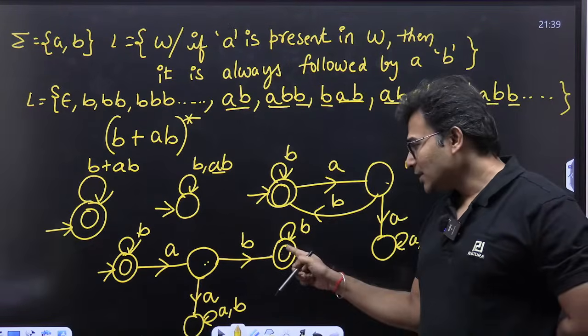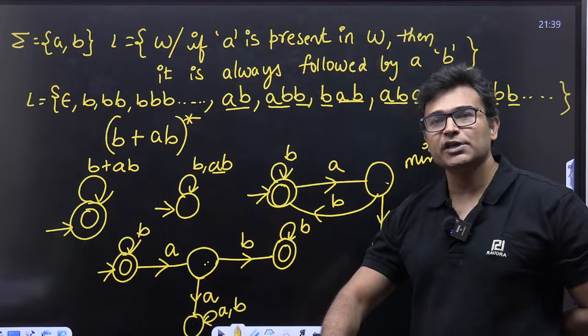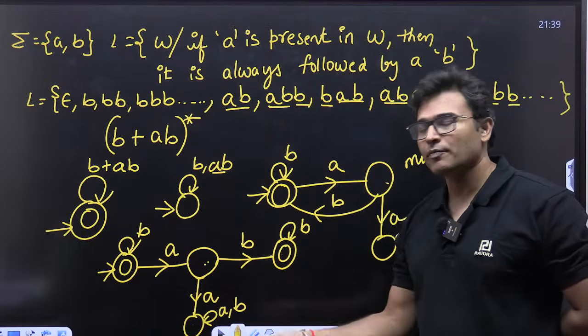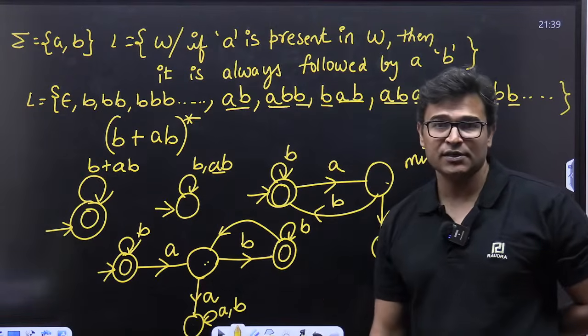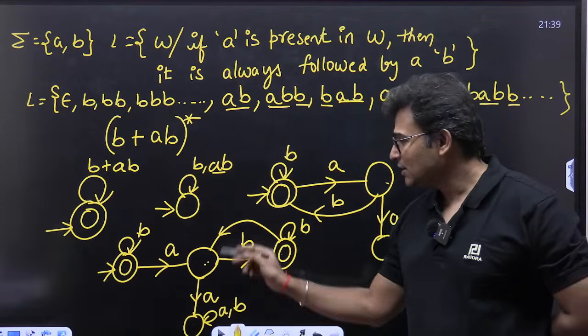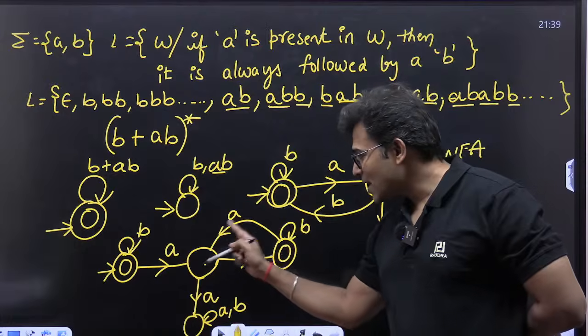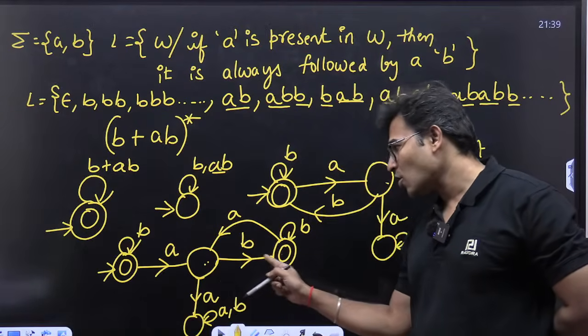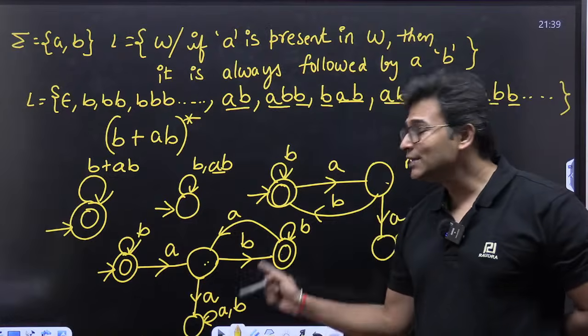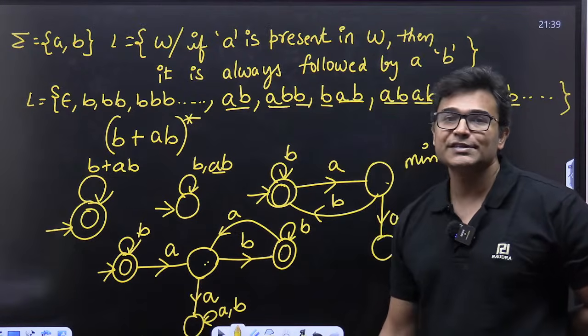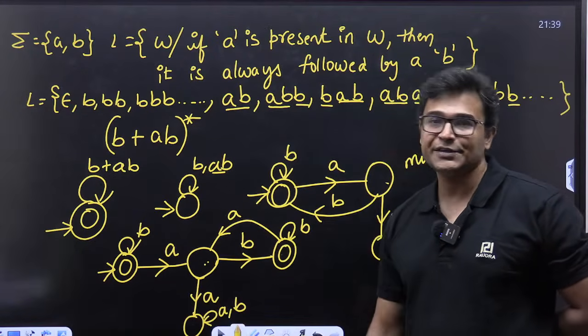Now if I get an a here, again I need to check whether it is followed by a or b. In this case, you can go back to a state which is going to a dead state, because if a comes, I will check whether it is followed by a b, or if it is followed by an a, I have to kill it.